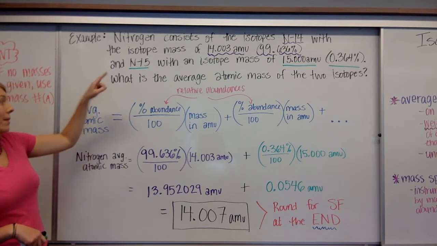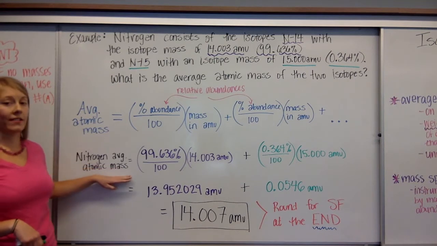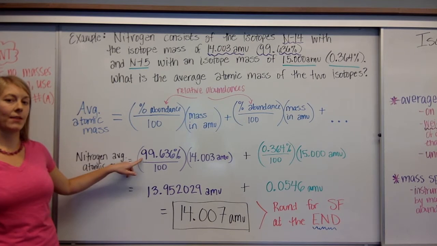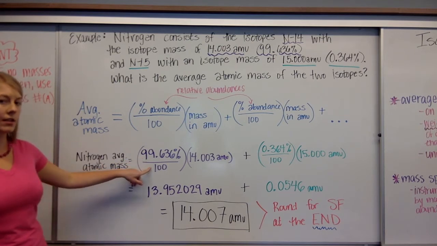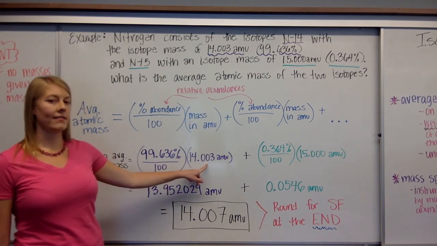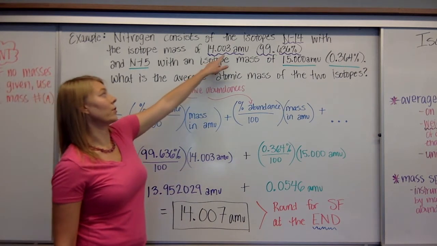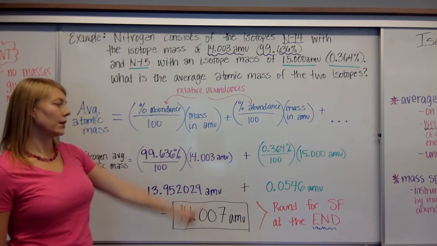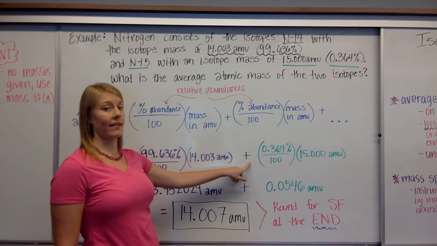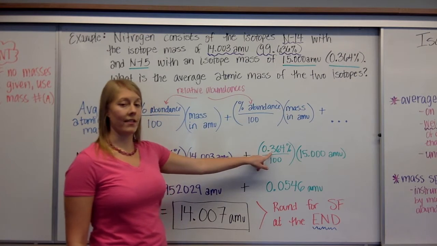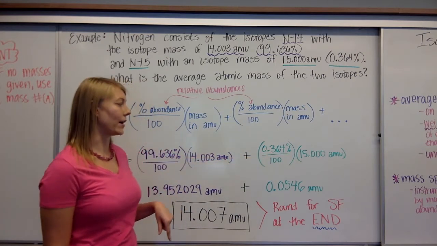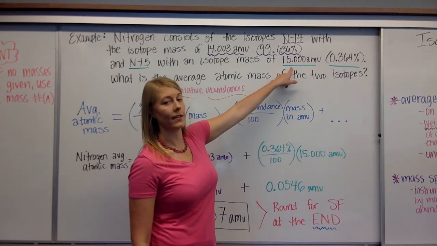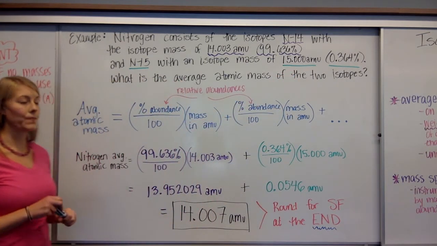So in my example from up above, the purple is all of our nitrogen-14. It occurs 99.636% of the time in nature. We're going to divide that by 100, and we're going to multiply it by the mass in AMU. The mass of nitrogen-14, 14.003 AMU. Right? Then we're going to add the next isotope. It occurs 0.364% of the time. Divide that by 100 and multiply it by the mass. For N15, that's 15.000 AMU.